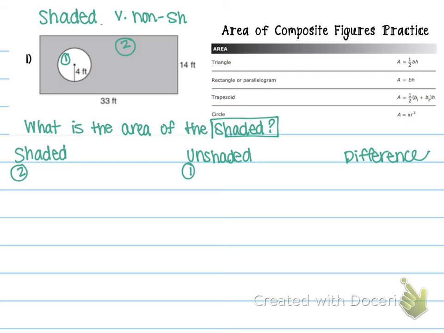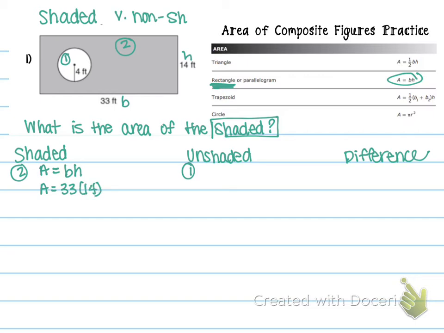If I come over here and I look at my star chart, a rectangle is just area equals base times height. So A equals base times height. So area equals, this is your base, this is your height, okay? So that would be 33 times 14.